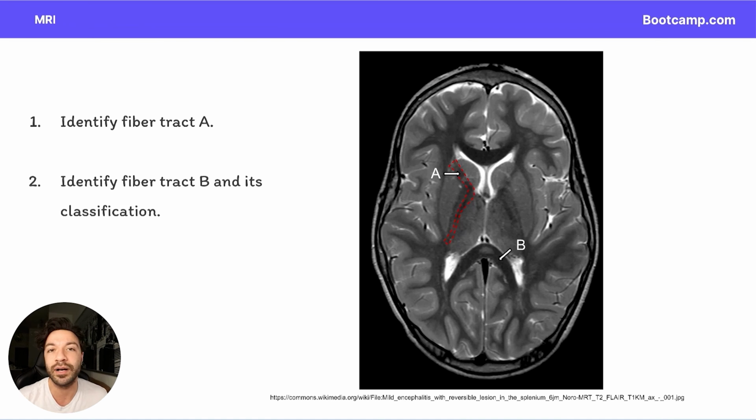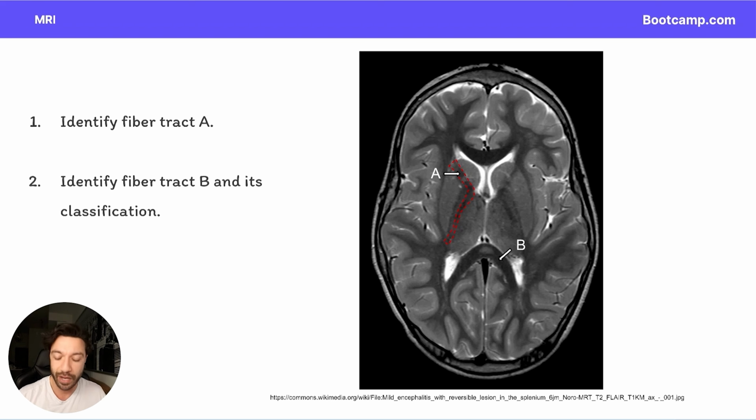Now our second practice problem is going to be looking at an MRI scan. Question 1 is identify fiber tract A, which is this one right here, and then question 2 is to identify fiber tract B and its classification. So what is this fiber tract and what will we classify it as? Again, you can pause. I'm going to answer them.